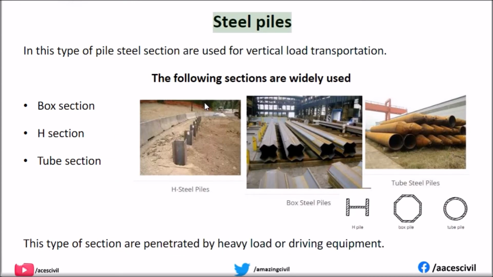Steel piles. In this type of pile, steel sections are used for vertical load transportation. The following sections are widely used: box section, H section, tube section. This type of section can penetrate heavy load or driving equipment.